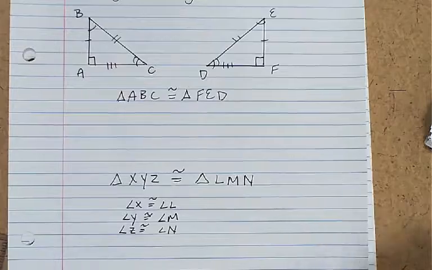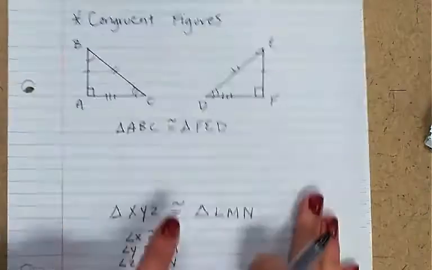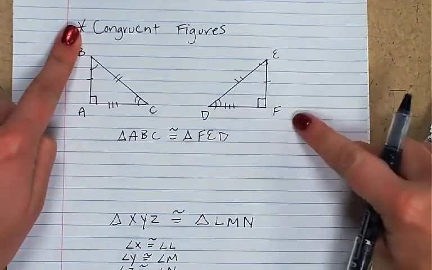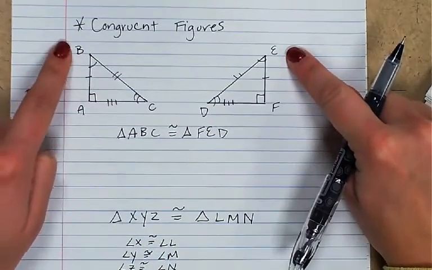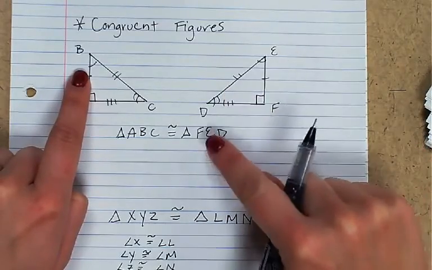And then for the sides as well, you remember it takes 2 letters to name a side. So like over here, when we're talking about these sides, side AB is congruent to side FE. Side BC, so the last 2, is congruent to side ED, the last 2.